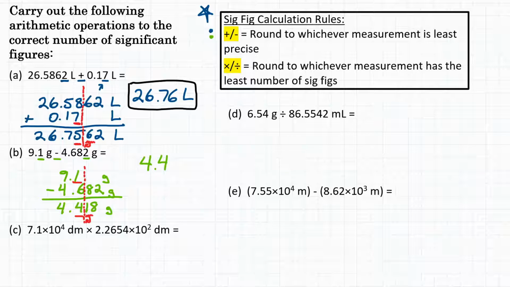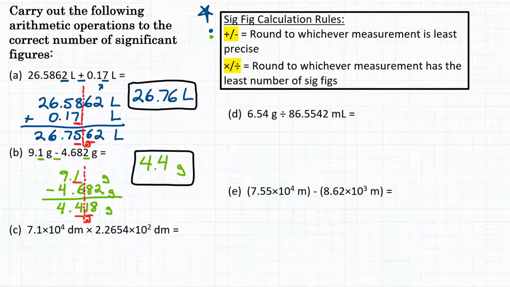For our units will be grams. So final answer for B will be 4.4 grams. All right, looking at C, we have 7.1 times 10 to the 4th decimeters times 2.2654 times 10 to the 2nd decimeters.